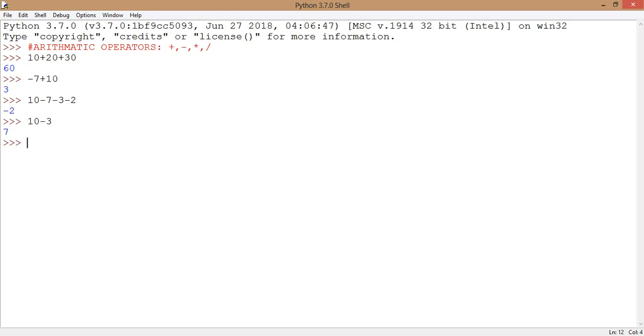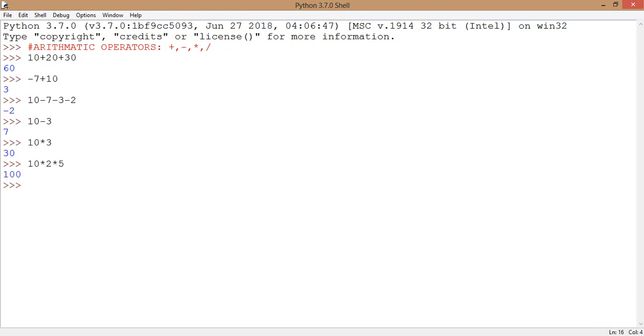Now comes the multiplication sign. Multiplication is represented by the star, and you can put the star sign in between the numbers you want to multiply. Suppose if I want to multiply 10 with 3, I'll simply write 10 star 3, which is 10 multiplied by 3. I get 30. You can also multiply more than two numbers. 10 into 2 into 5, you get the output as 100.